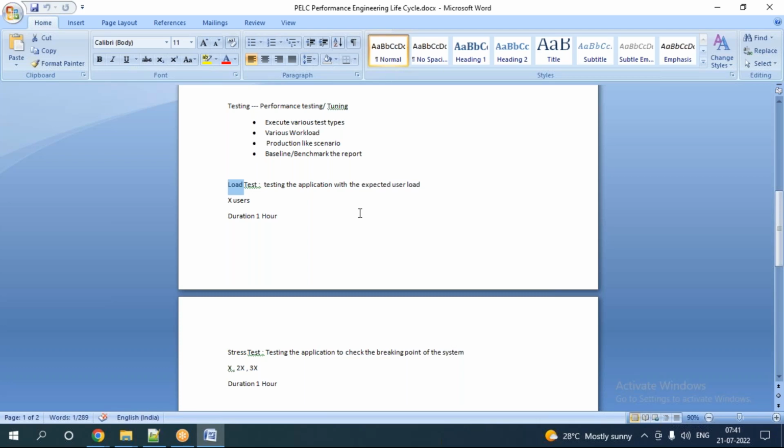But what about the new application? You are only now going to deploy it into production and you don't have any idea, because logs will not be there. So what will you do? That is a question people usually ask. What will you guys answer in this situation? If it is a brand new application, what will you do?